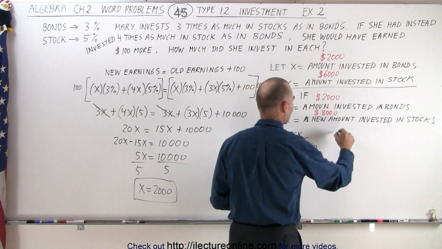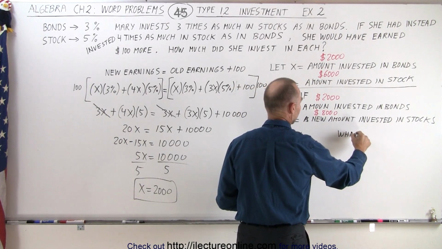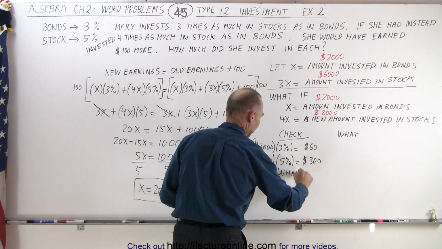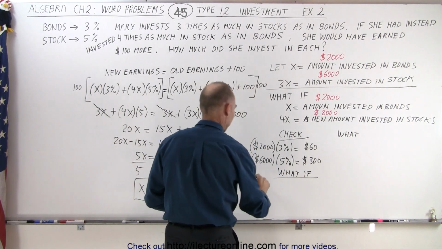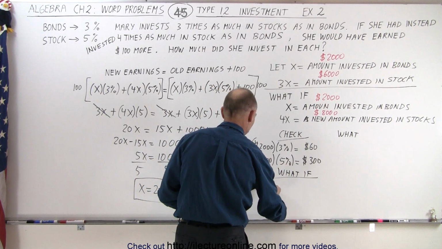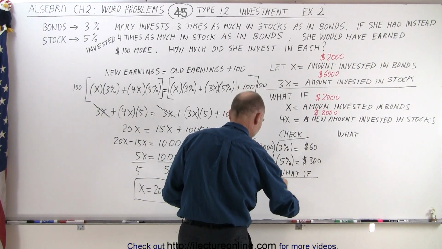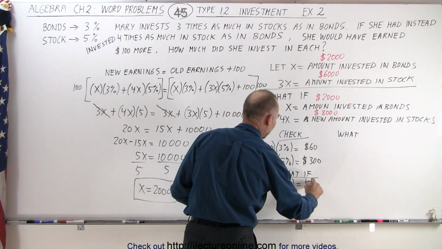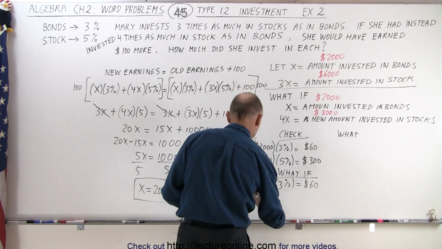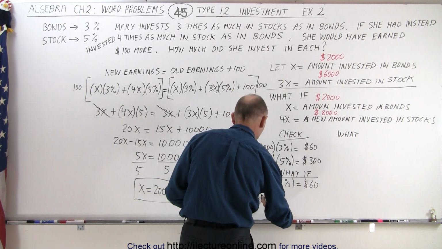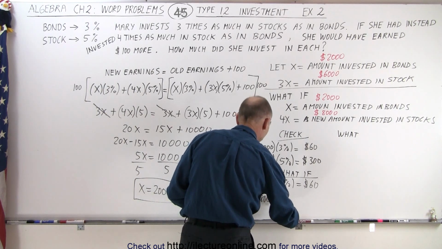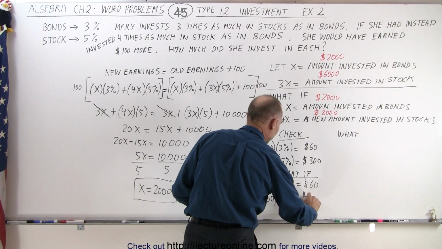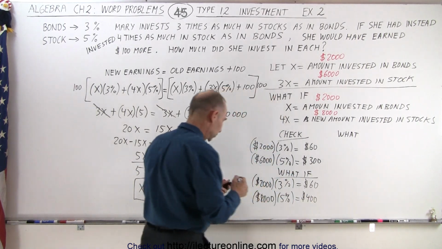In the what-if scenario, and maybe I'll write it over here, that way you can see both, again, we took the $2,000 invested at 3%, which gives us $60 of return, and now we take $8,000 at 5%, which would give us $400 worth of interest.